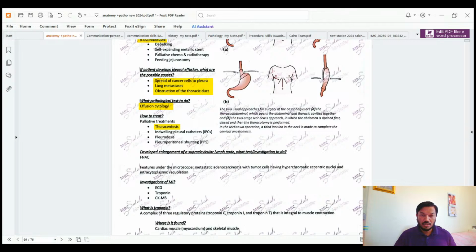Thoracocentesis, indwelling pleural catheter, pleurodesis, pleuroperitoneal shunting.